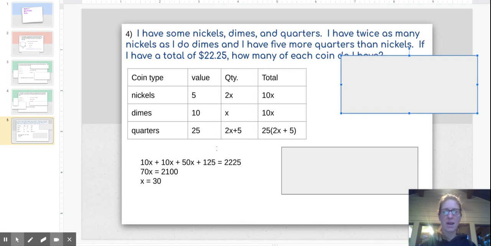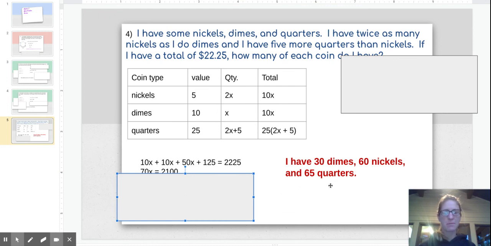So what does that mean? Go back to the chart. 30 is the quantity of dimes I have. That's how many dimes I have. 2 times 30 is how many nickels I have, so 60. And 2 times 30 plus 5 is how many quarters I have. So we have to go answer that question. 30 dimes, 60 nickels, 65 quarters.